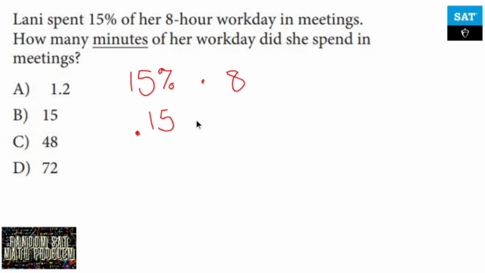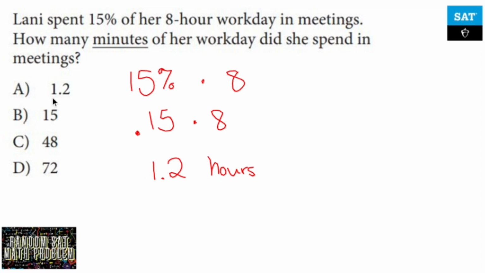So 0.15 times 8. I don't remember if this is the calculator section or no calculator section, so I'm going to go without a calculator. 1/10 of 8 is 0.8. So 0.15 times 8 is going to be 1.2. So 1.2 hours are dedicated to meetings. Let's go circle it.